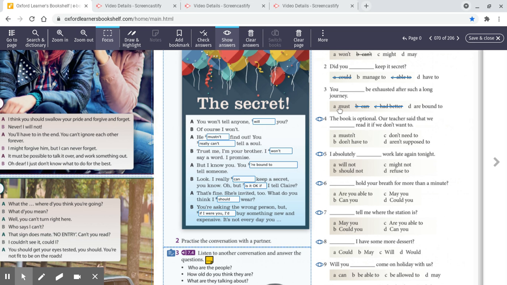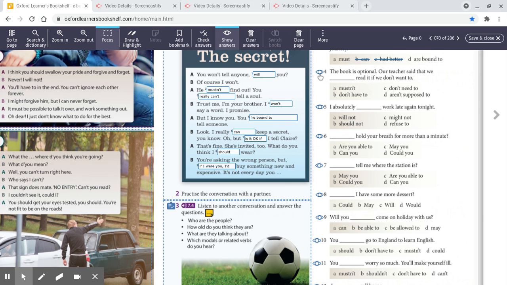Right. You must be exhausted. That's what I think, but I don't know it for sure. We use must be when we're not 100% sure about something, maybe only 99%. Okay. You're bound to be exhausted after such a long journey. You can say that one as well. Okay.